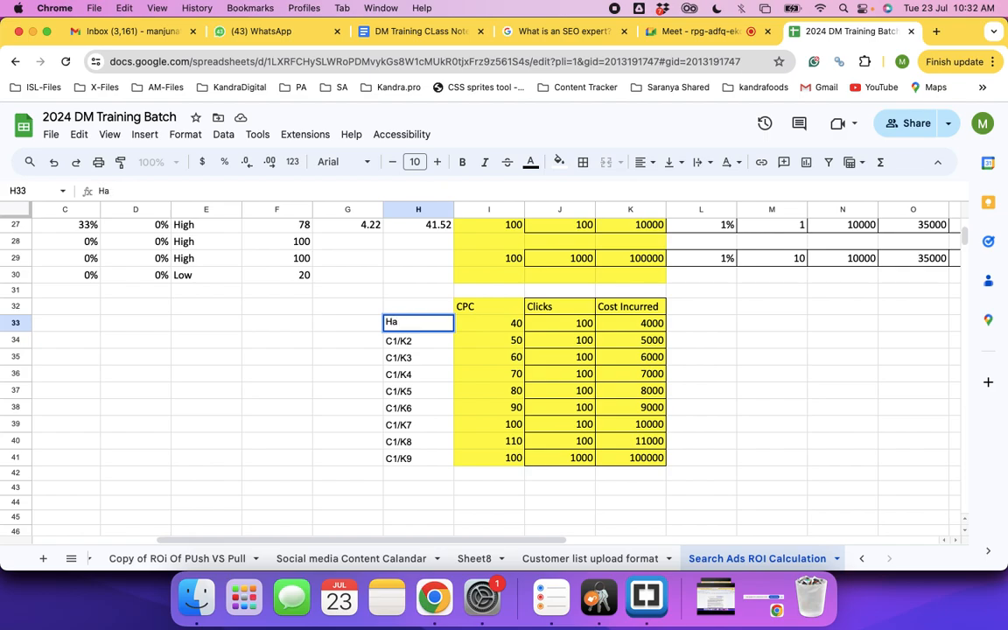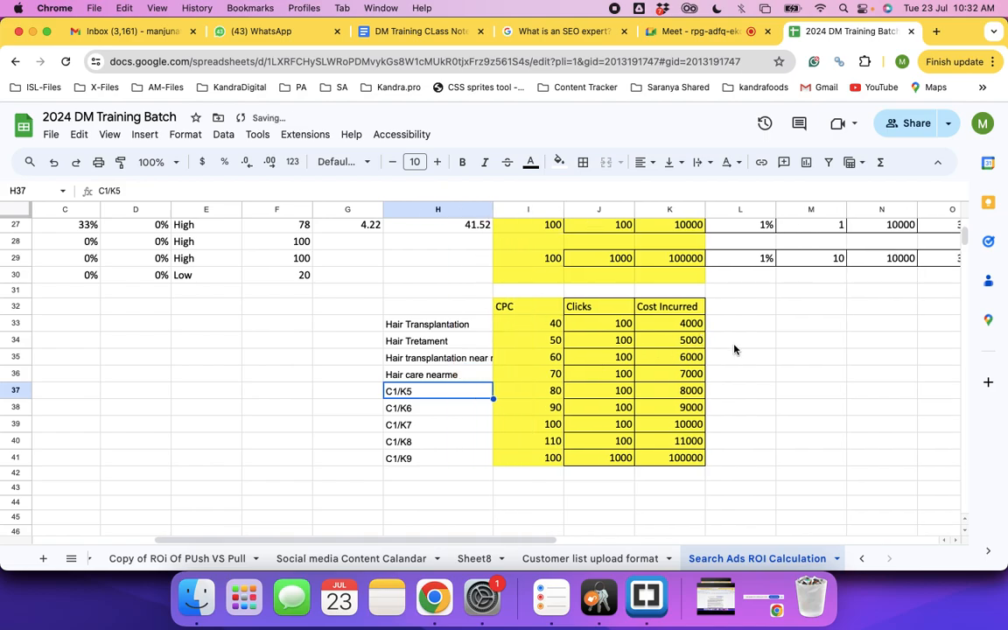Okay, hair transplantation, right? Hair treatment, hair transplantation near me, hair care near me. Okay, so this way different keywords. CPC also varies, right? Now, out of 100 people, do you think all 100 will inquire with you or opt for services from you? Let's assume no inquiry, they will directly make the payment on the website and register.